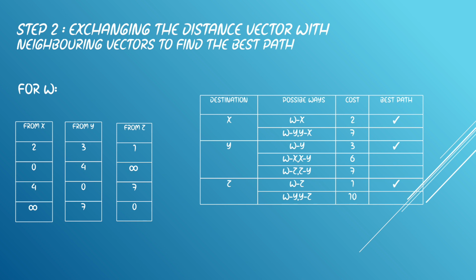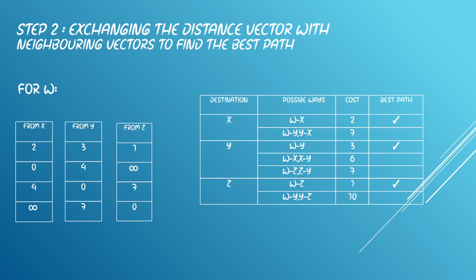For W to X, there are 2 possible ways: W to X, and W to Y, Y to X. The costs of these are 2 and 7. So the best path is W to X, cost 2. For Y, there are 3 possible ways: W to Y cost 3, W to X, X to Y cost 6, W to Z, Z to Y cost 7. The best path is W to Y, cost 3. And for Z, W to Z cost 1 and W to Y, Y to Z cost 10.